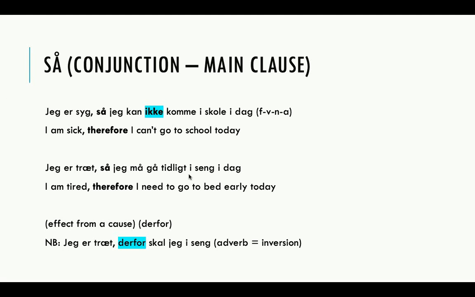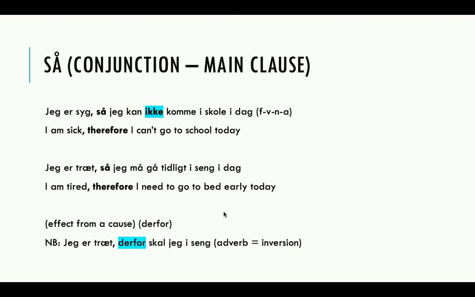When you use it like this, you have to notice that the adverb, if there is an adverb, is after the first verb, because that is what happens in main clauses. So when så means therefore, place the adverb after the first verb. It is the same in the second example. "Jeg er træt, så jeg må gå tidligt i seng i dag." I am tired, therefore I need to go to bed early today.